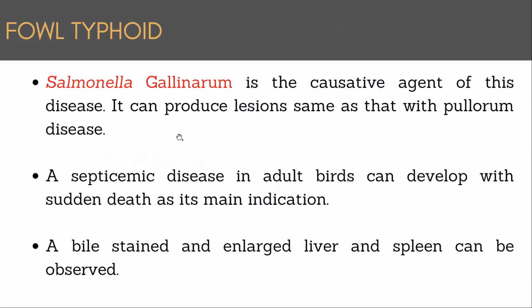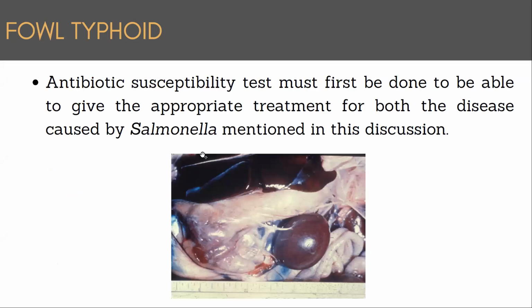So, fowl typhoid naman, it is caused by Salmonella gallinarum. So, it is the causative agent of the disease and it can produce lesions, same with pullorum disease. So, ang difference lang, sa fowl typhoid, pwede kang makakita ng septicemic disease in adult birds. That can develop with sudden death as its main indication. So, a bile-stained and enlarged liver and spleen can also be observed in fowl typhoid. Ito.